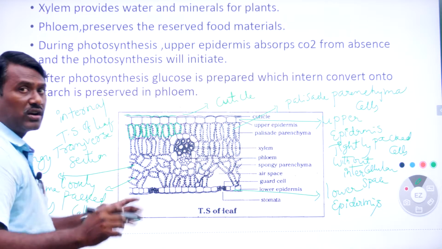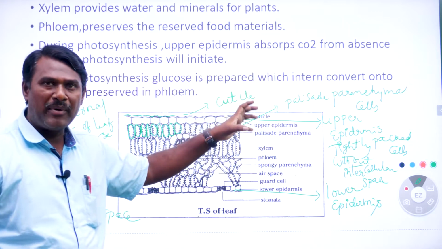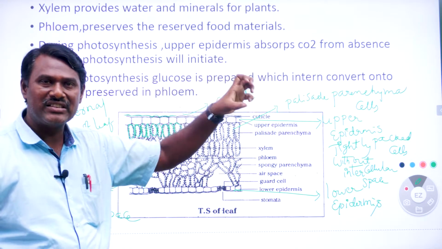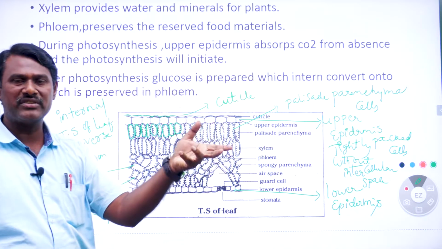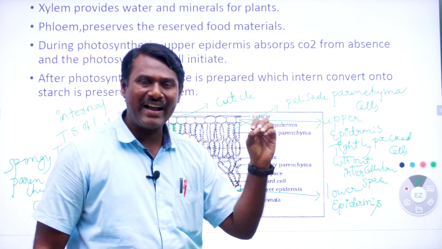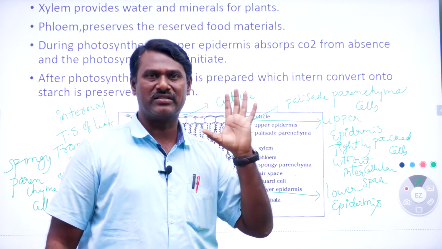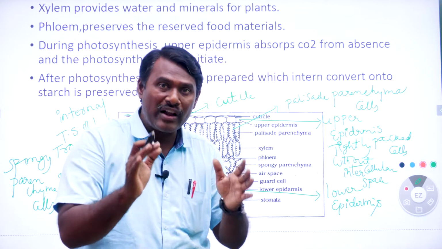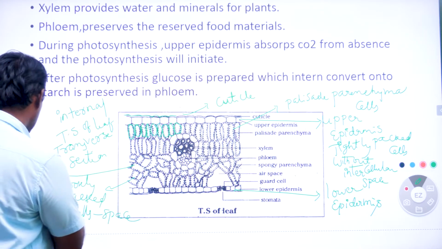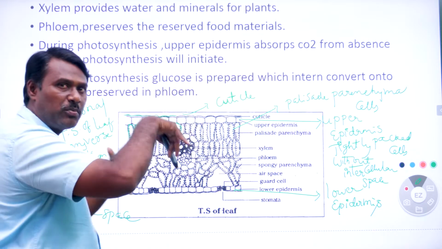Now we can see the differentiation. In the upper epidermis we have tightly packed cells without intercellular space, called palisade parenchyma cells. The lower epidermis consists of loosely packed cells with intercellular space. That type of cells with small spaces in the lower epidermis are called spongy parenchyma cells.